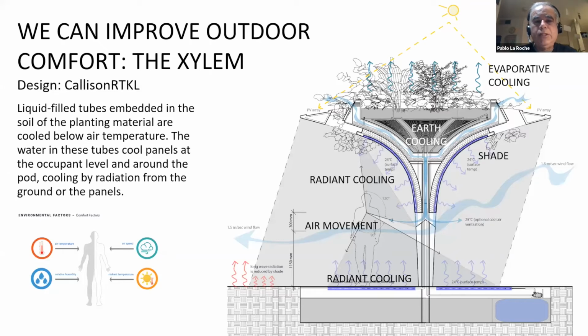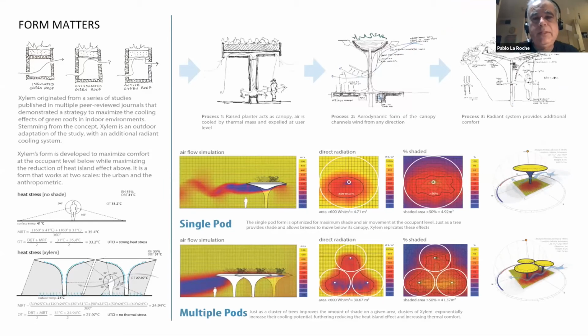Traditionally, we're providing shade and air movement, but in this project that we developed in the office at CallisonRTKL, we're going a little bit beyond that and also thinking of radiant cooling. Can we connect liquid-filled tubes embedded in the soil of the planting material that we cool with the earth, we cool with evaporation on top of it, and then these tubes cool panels that are cooling by radiation at the occupant level and at the lower level? And we've done several tests with different types of green roofs. This was developed for a project in Jakarta in a hot and humid climate.